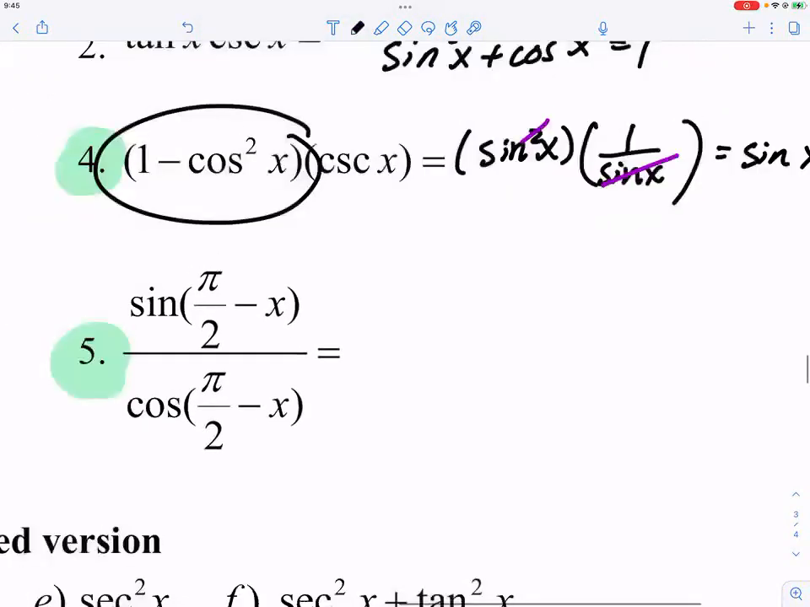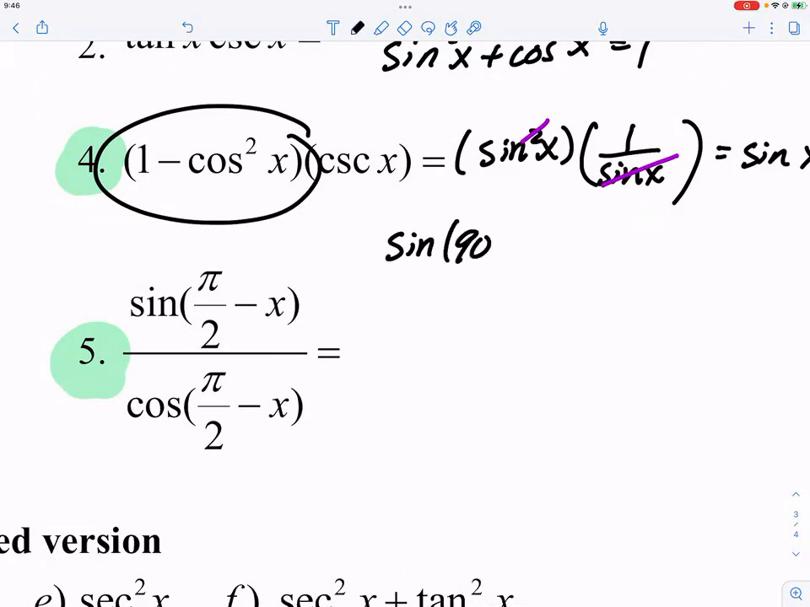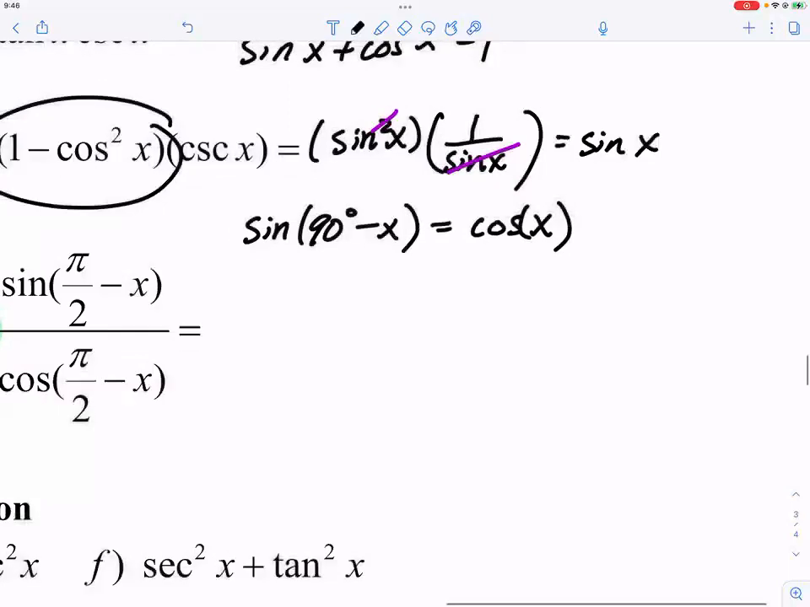Okay. Now there are things that are so unique that you know it has to be this way or the other way. Like whenever you see something like pi over 2 minus x. Now we have discussed this last semester, but we didn't make a huge point out of this. Do you still remember that sine of 90 degrees minus x is the same thing as cosine of x? If you say, wait, what? Why? How? I'm glad that you asked.